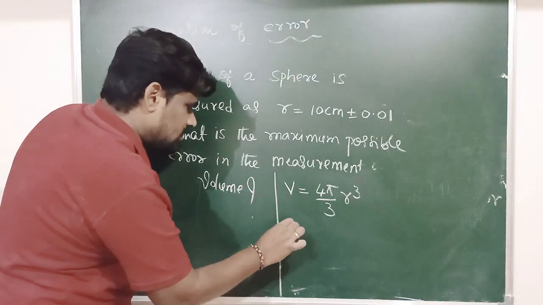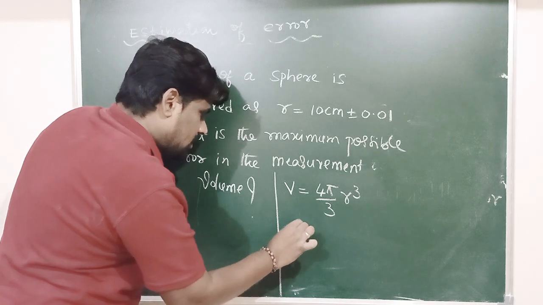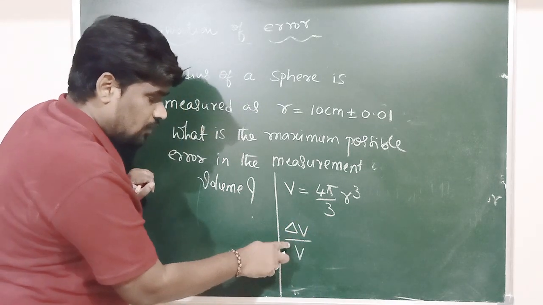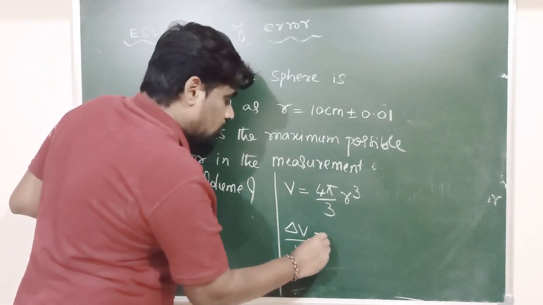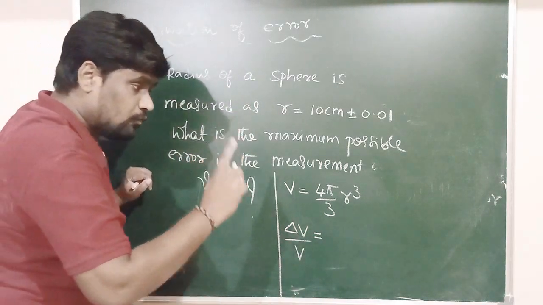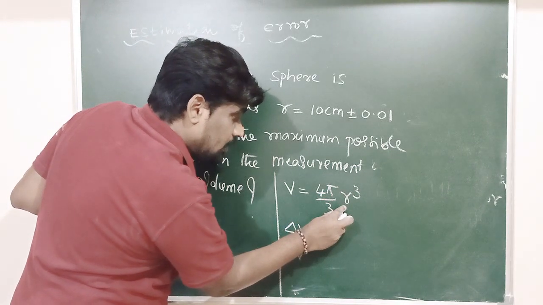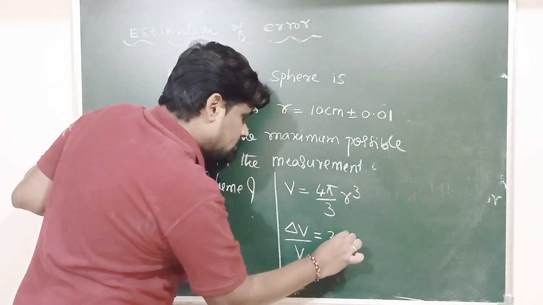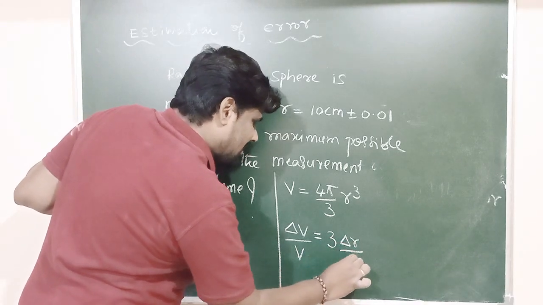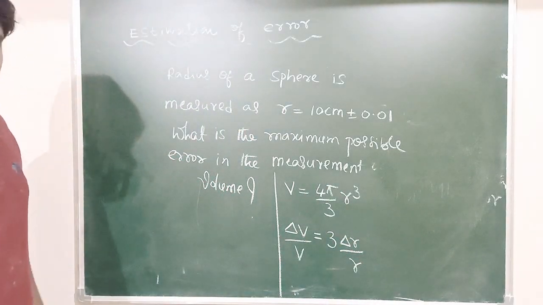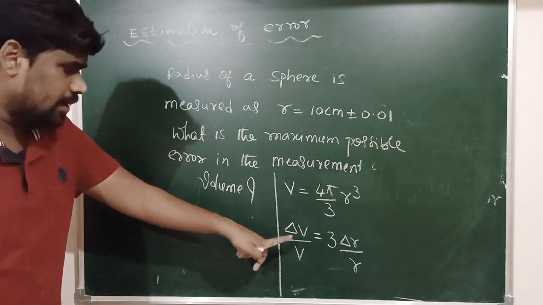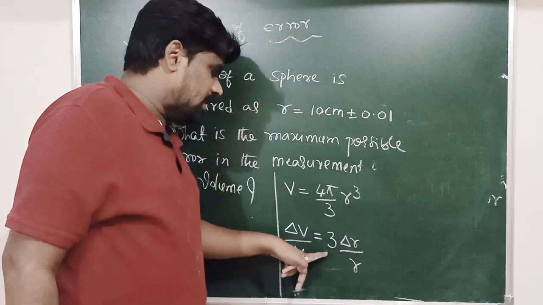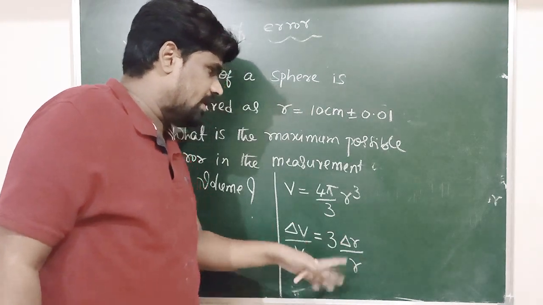Then what should be the error in the volume? As per the rule, delta V by V should be equals to, here we have r to the power 3, therefore it should be 3 times delta r by r. So maximum possible relative error in the volume is equals to 3 times the relative error in the radius.